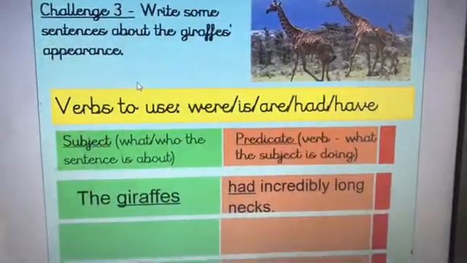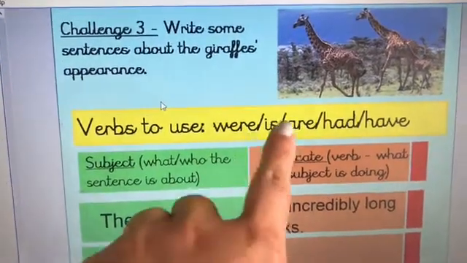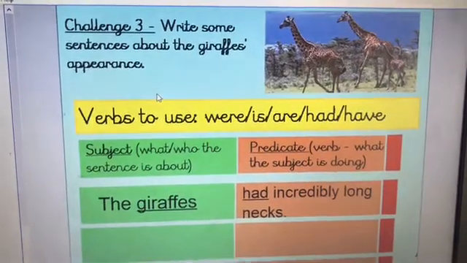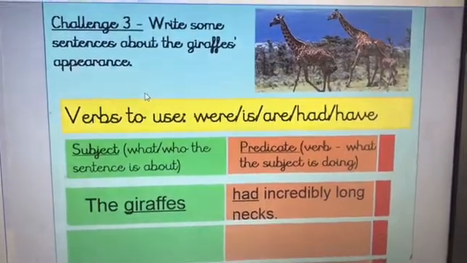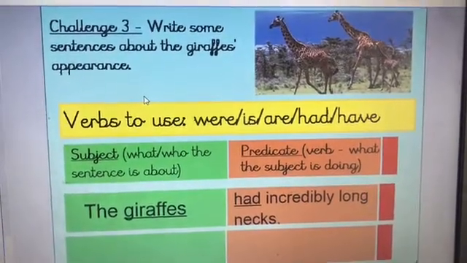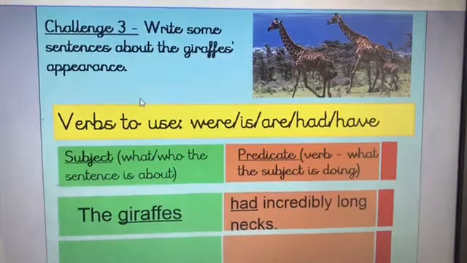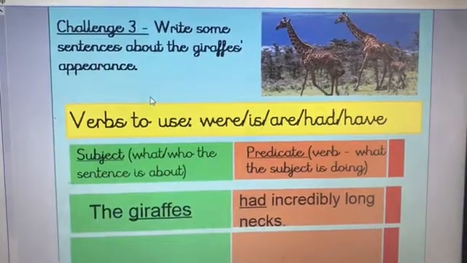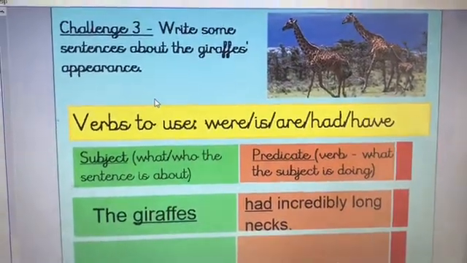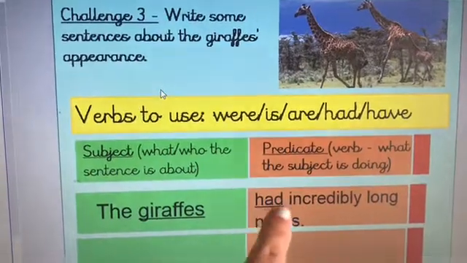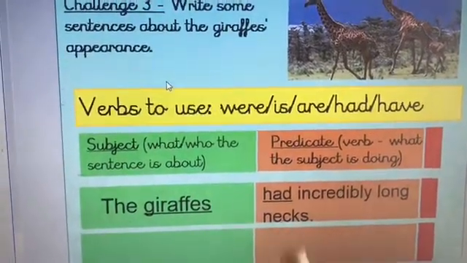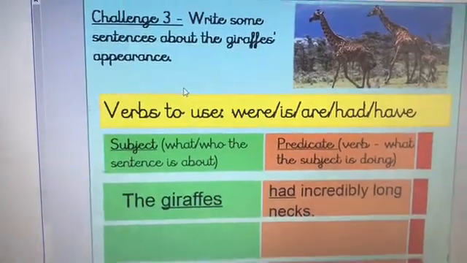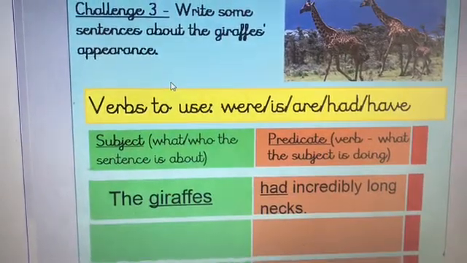Okay, so for challenge number 3, we can use the verbs were, is, are, had and have as the verbs in our sentences, although they're not like the ones we're used to. Okay, but we use these when we describe what something looks like or how something is, or maybe what even somebody was doing. Okay, so what I'd like you to do is write me another 3 sentences about the appearance of the giraffes. So here you can see the giraffes had incredibly long necks. Okay, you might say the giraffes were covered in spots. And just as we did before, you will write it on your rainbow grammar colours.